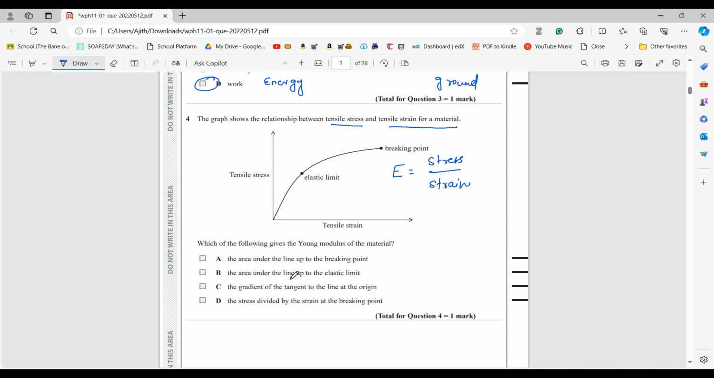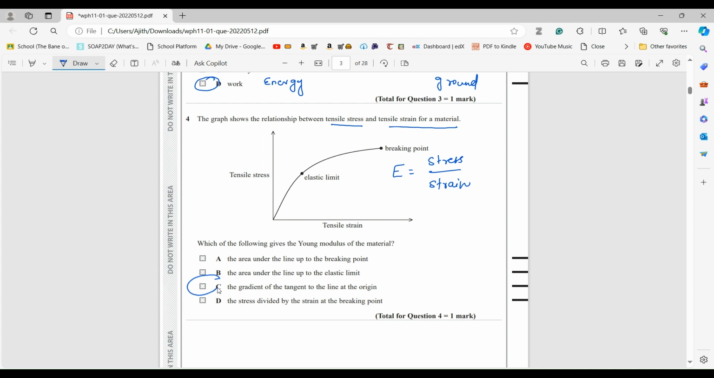Area under the graph is not giving you the Young's modulus. Stress divided by strain at the breaking point is also not the correct answer, because you have to calculate the gradient to find out the Young's modulus. So the available option is C.